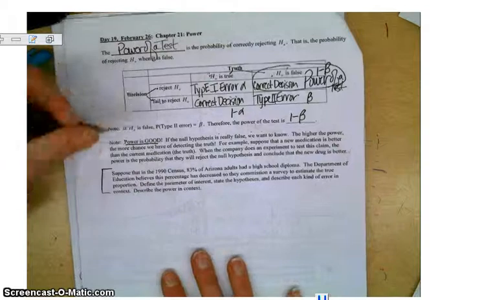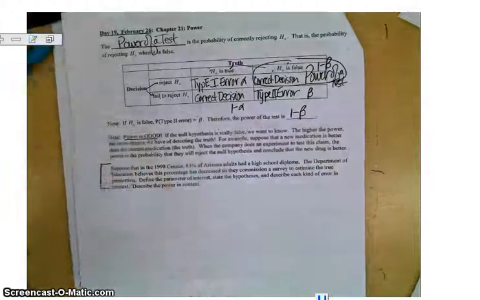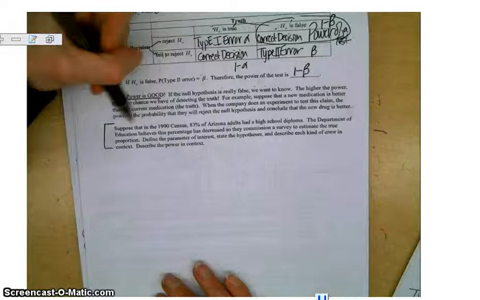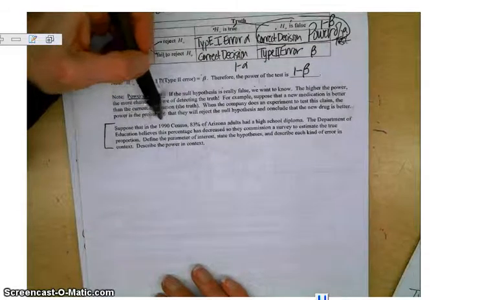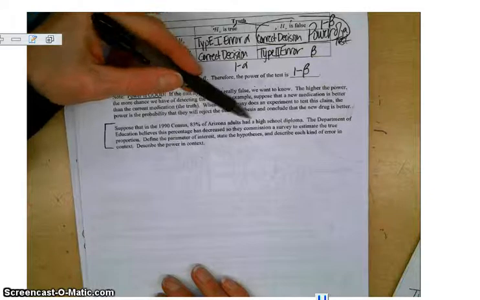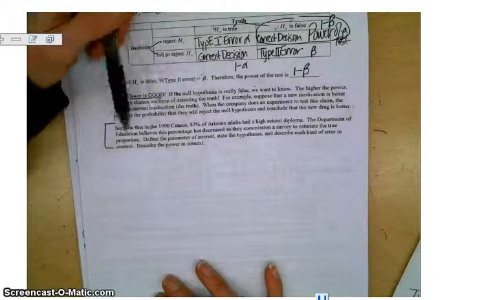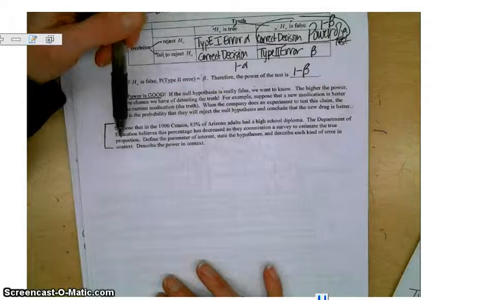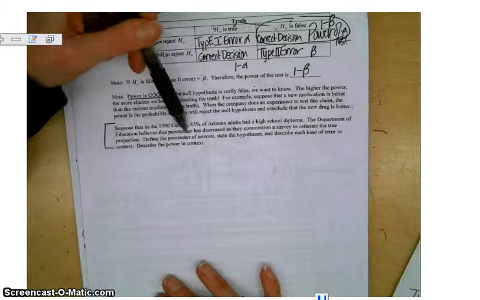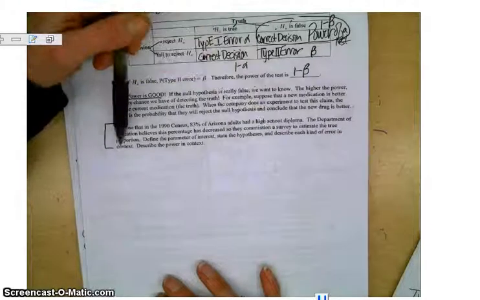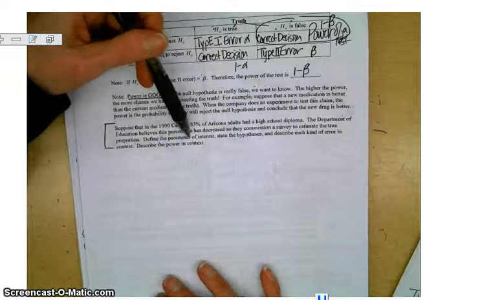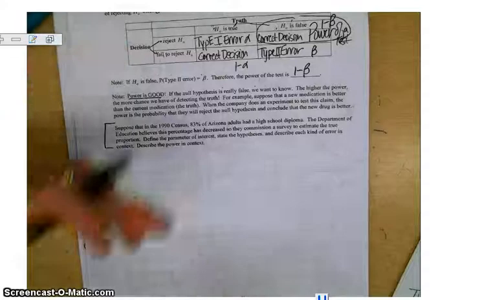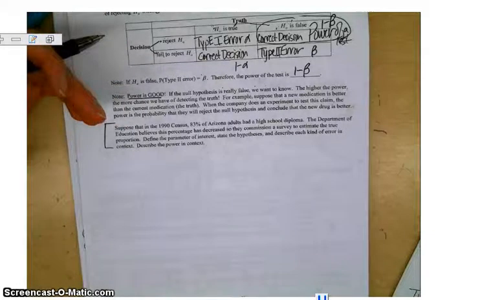So let's take a look at a little example here. Just again detecting and naming the type 1 and type 2 error. So suppose that in the 1990 census, 83% of Arizona adults had a high school diploma. The Department of Education believes this percentage has decreased. So they commissioned a survey to estimate the true proportion. Define the parameter of interest, state the hypotheses, and describe each kind of error in context. And describe the power in context. Notice we're not finding the probability of power or 1 minus beta. We're just describing what power means.